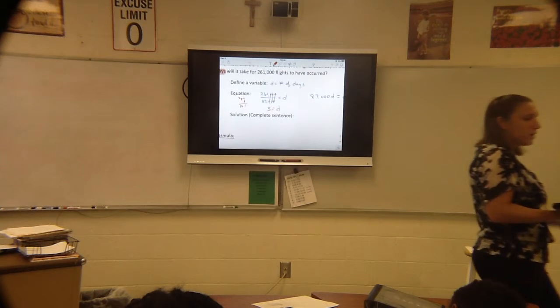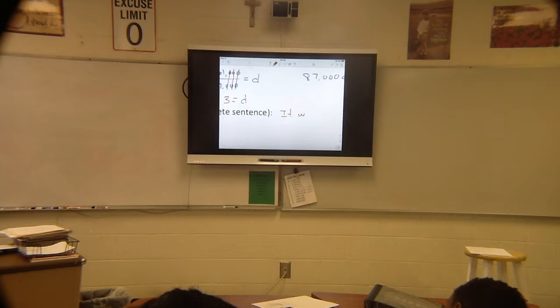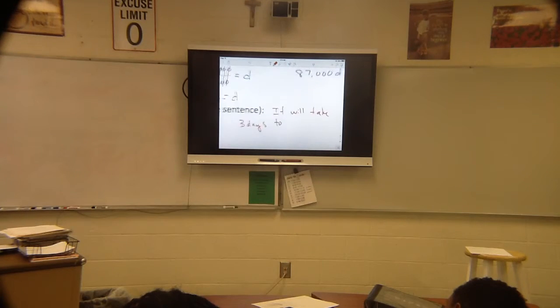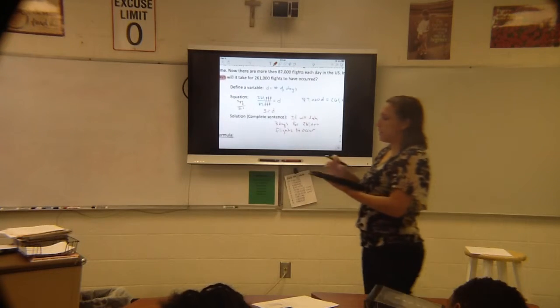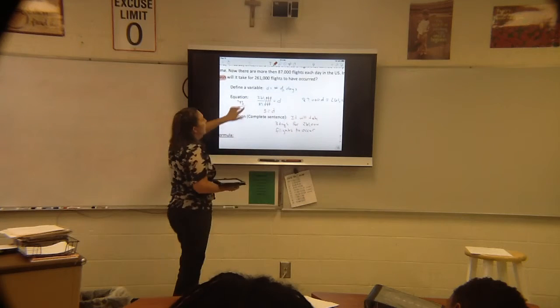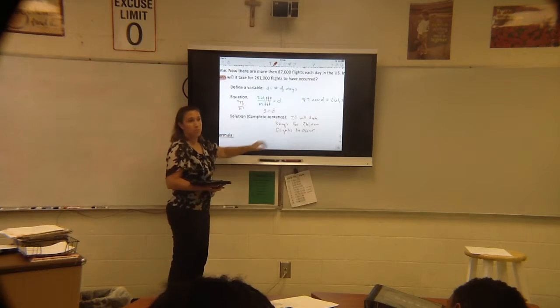Okay? So now, write a complete sentence. What does that mean? 3 what? What are we doing here? Days. Yeah. So it'll take 3 days for 261,000 flights. Very good. Okay, so this is our expectation out of you on a real world problem. Define a variable, write an equation and solve it, and then write a sentence explaining what does this mean, what's going on in our problem. Okay?